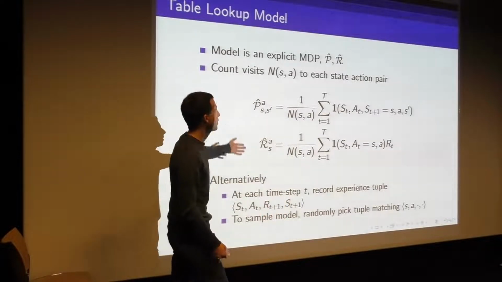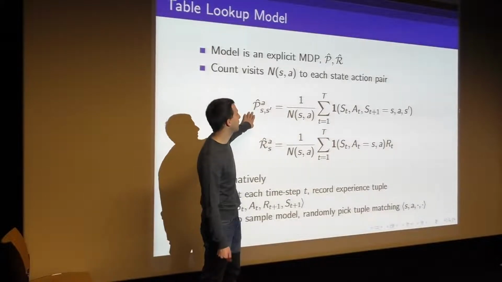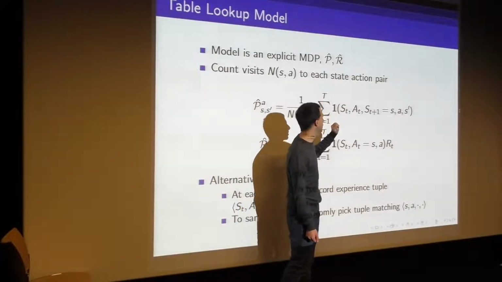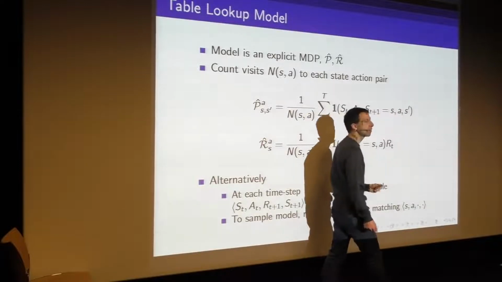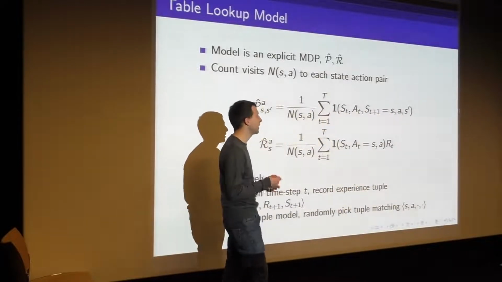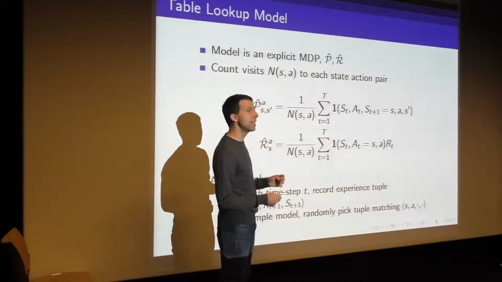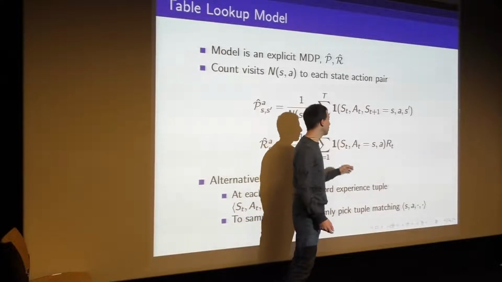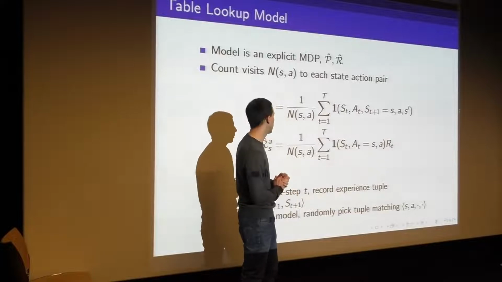This is just saying the same thing in maths: our transition dynamics are going to be the average of this indicator function, which tells us every time I ended up in this particular state S prime. We're just counting the times I ended up in that particular state. And the reward function is basically just taking an average over all the times I started in this particular state and action. Let's take the mean reward of all of the rewards that I got from that point onwards.